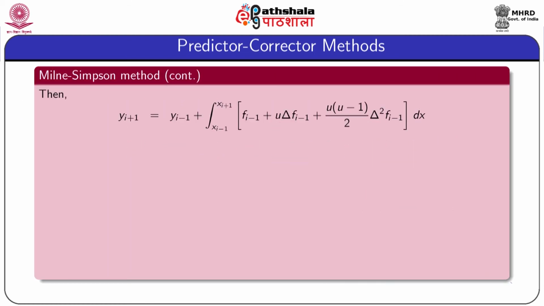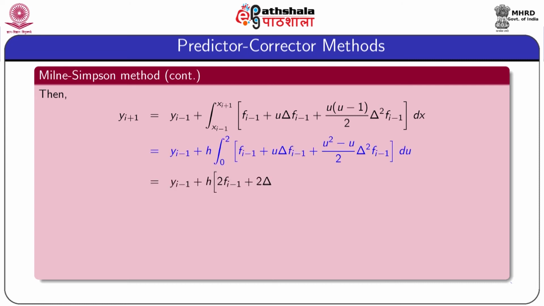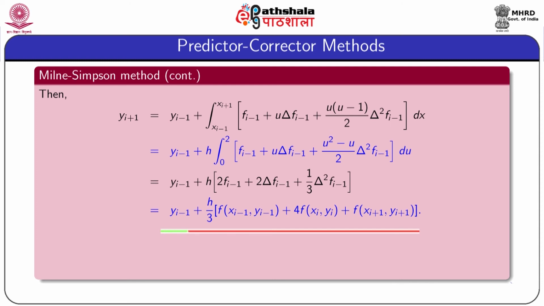After this approximation, the value of y(i+1) is given by this equation, and after integration, this expression reduces to y(i-1) plus h into (2 f(i-1) plus 2 delta f(i-1) plus 1/3 delta squared f(i-1)). Replacing the values of delta f(i-1) and delta squared f(i-1), the formula is changed to this expression: y(i-1) plus h by 3 into (f(x(i-1), y(i-1)) plus 4 into f(x(i), y(i)) plus f(x(i+1), y(i+1))).